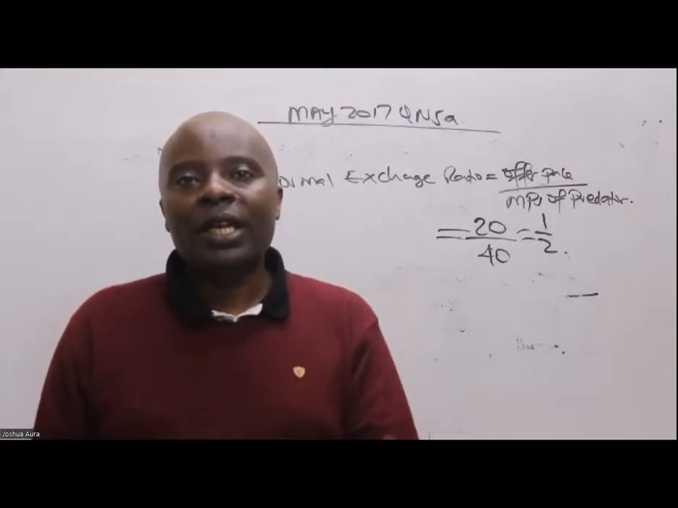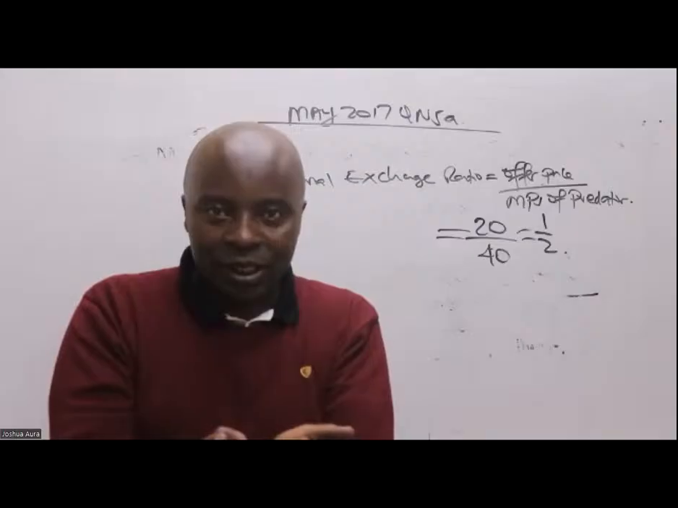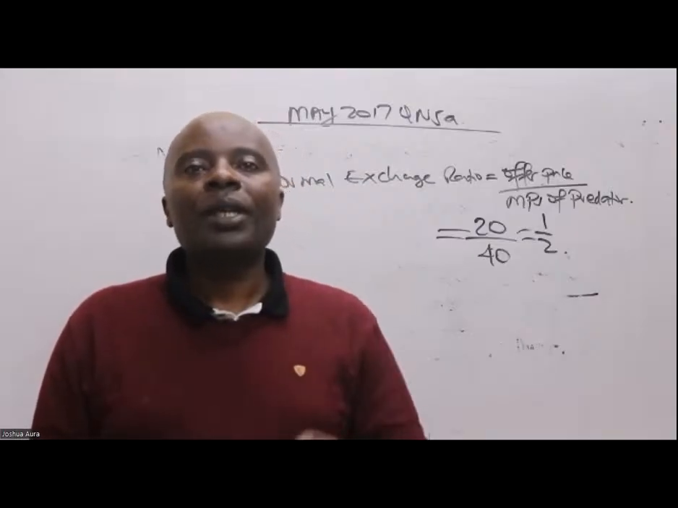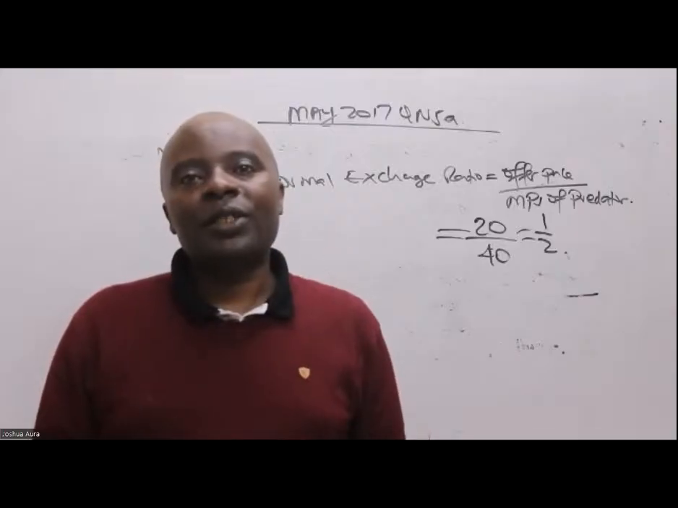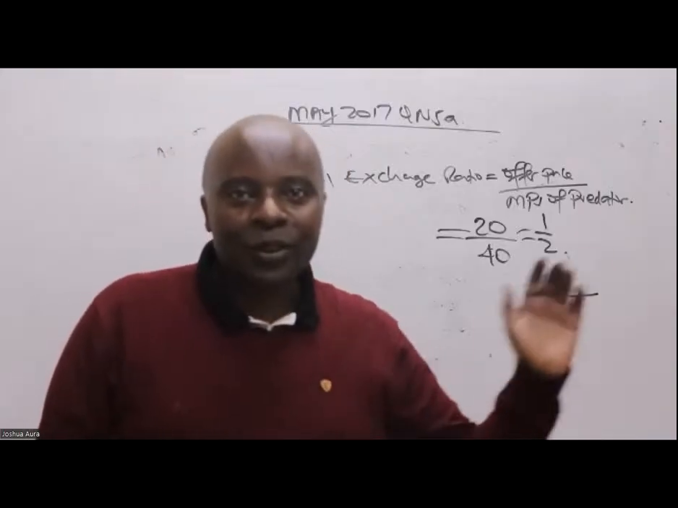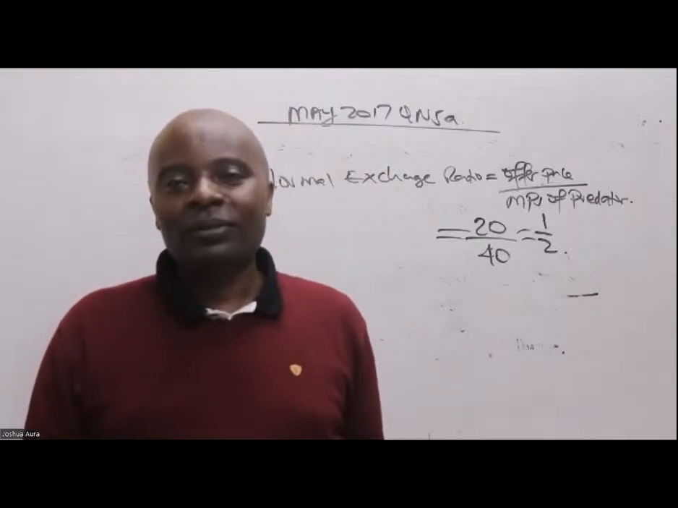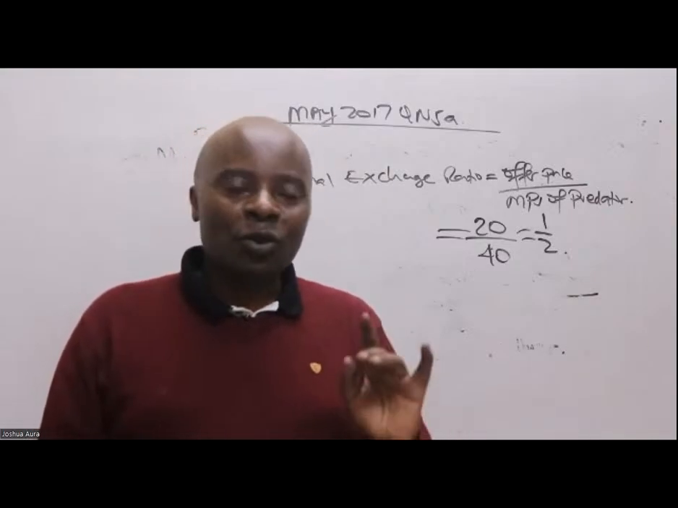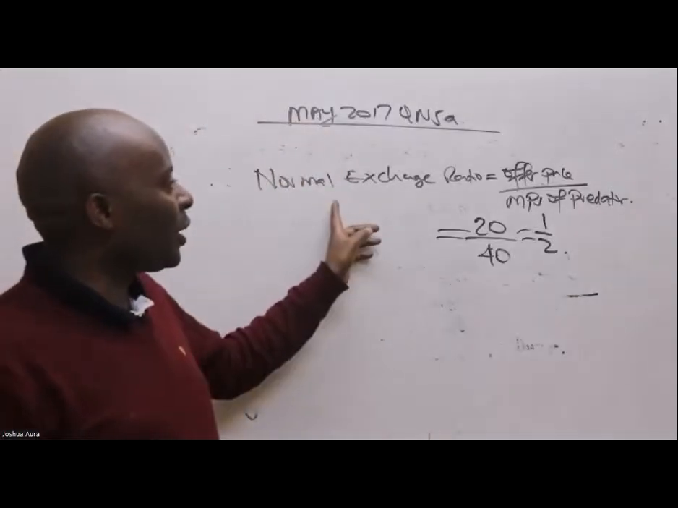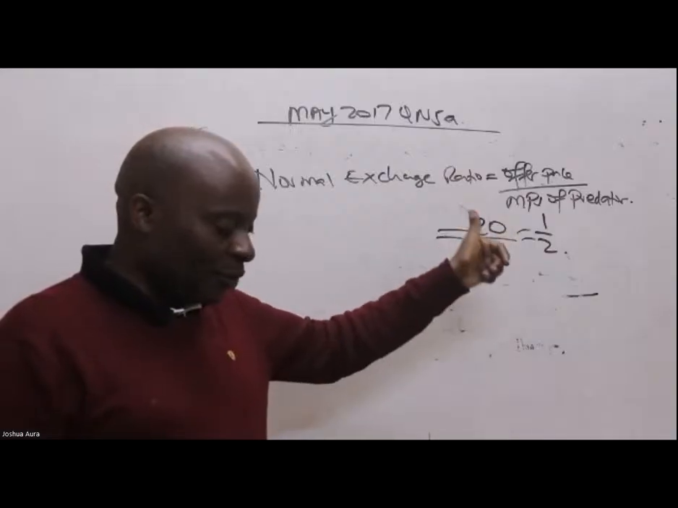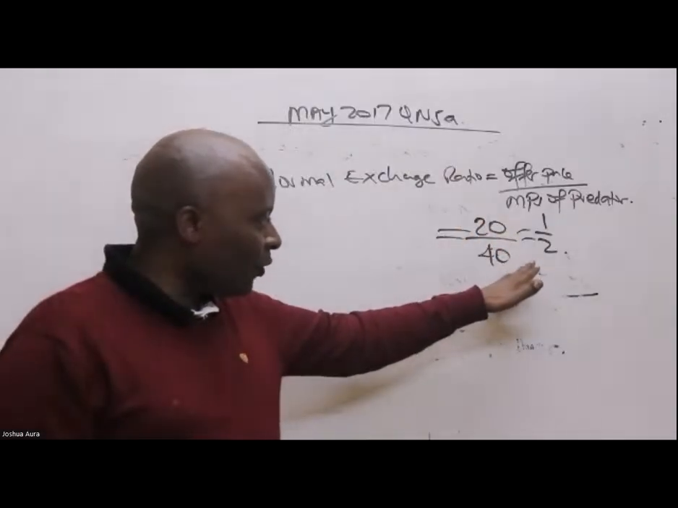Whenever you are given an offer price, like in this case, shillings 20, we shall always compute the normal exchange ratio, and then you highlight with yellow. Thank you so much. And then, of course, to get this normal exchange ratio, we are taking the offer price all over MPS, not the MPS of the predator, which was able to give us a half like that.